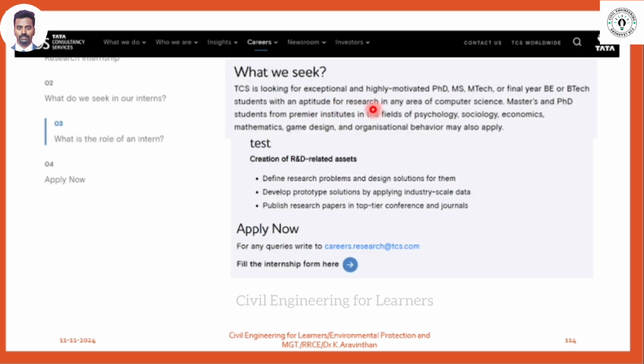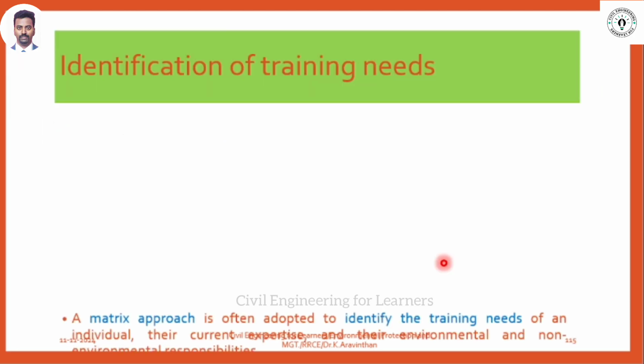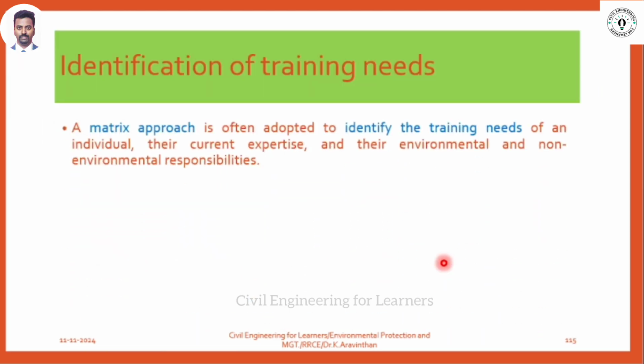Who are the eligible people? They can be PhDs, MS or BE, BTech final year students. Now, identification of training needs. All the organizations should have a matrix approach. What does matrix approach mean? So I will tell you.